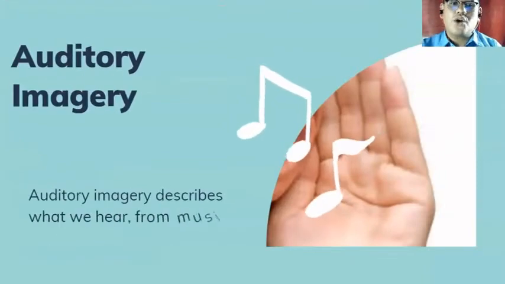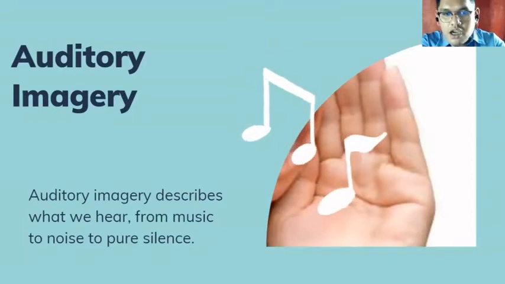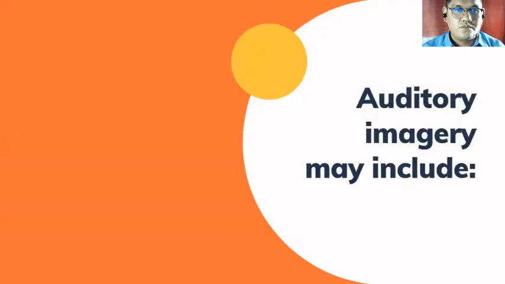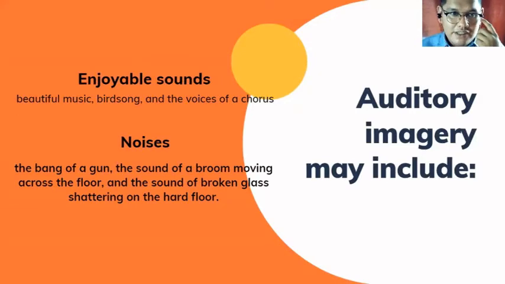So next is the auditory. So auditory imagery describes what we hear from music to noise to pure silence. Auditory imagery may include enjoyable sounds like beautiful music, bird song, and the voices of a chorus. Next naman sa noises, the bang of a gun, the sound of a broom moving across the floor, and the sound of a broken glass shattering on the hard floor.